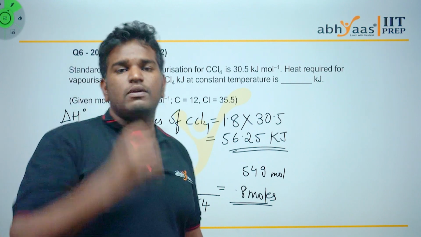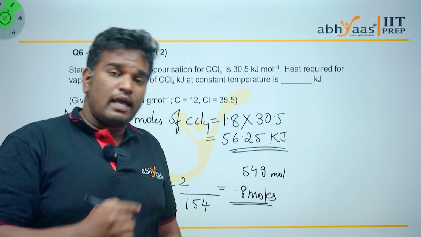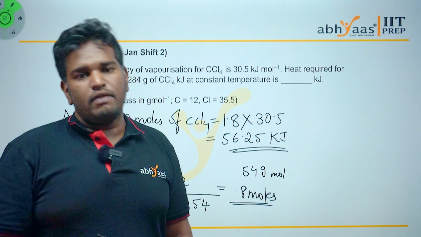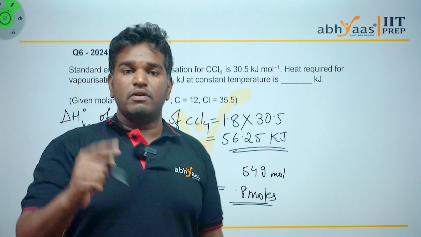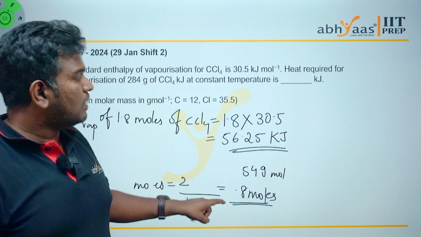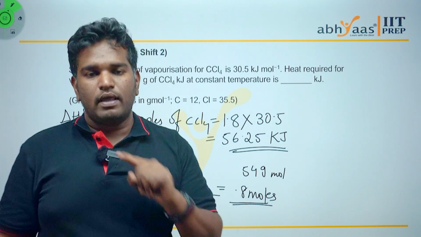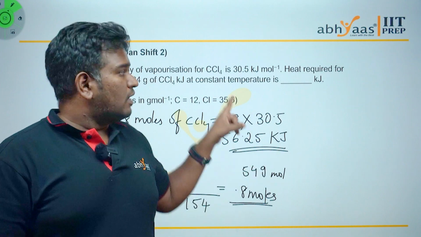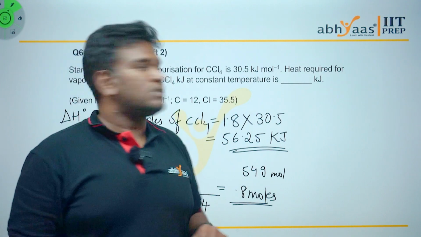So it is a very easy question. The thing is that delta H vaporization for 1 mole is given and they have given a certain quantity of CCl4. We have to find how many number of moles are present. After finding number of moles, that is 1.8, you have to just multiply that value with the delta H vaporization for 1 mole and you will be getting the new heat required. So that is what? 56.25 kilojoules, right?